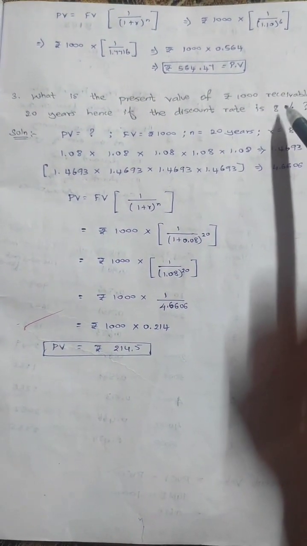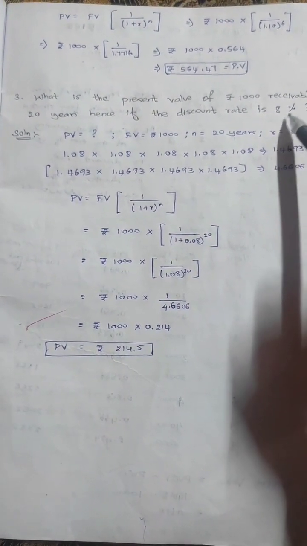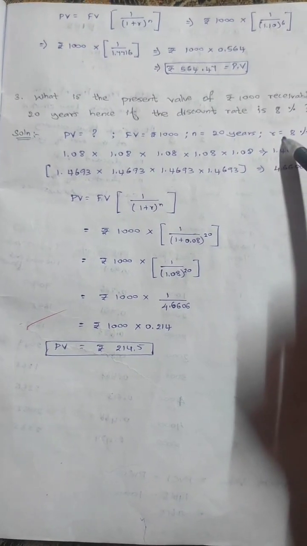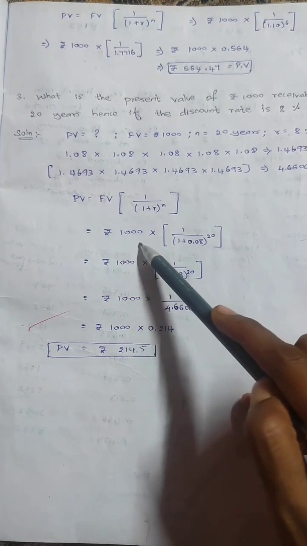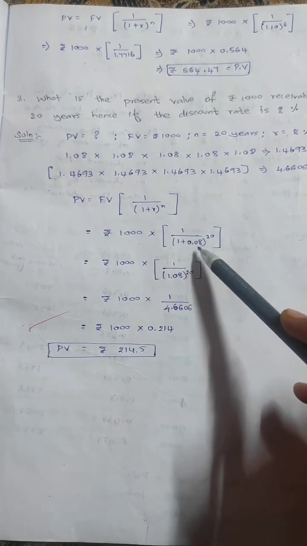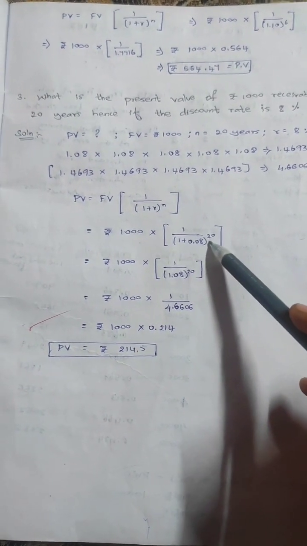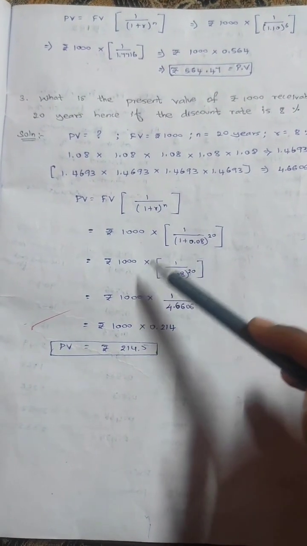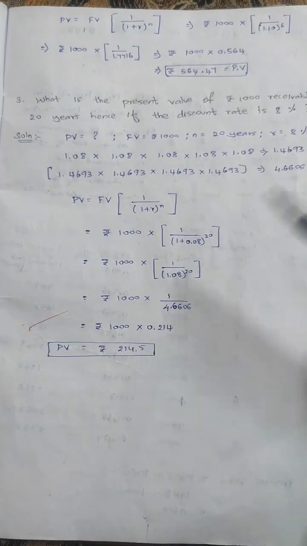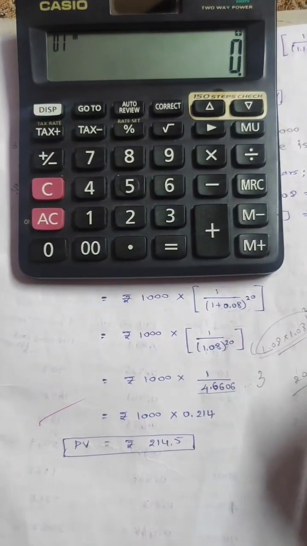So 8% in the sense 8 divided by 100 equals 0.08, that is r. So if you substitute the values, future value 1000 into 1 divided by 1 plus 0.08 power n, which is 20 as given in the question, we get this step. Now let me show you how to solve the further steps. Let me show you the calculation.